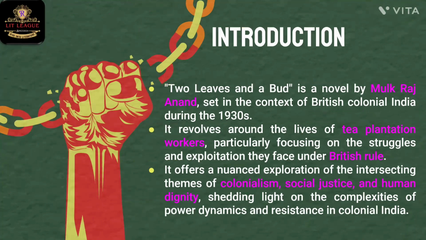Two Leaves and a Bud is a novel by Mulk Raj Anand set in the context of British colonial India during the 1930s. It revolves around the lives of tea plantation workers, particularly focusing on the struggles and exploitation they face under British rule. It offers a nuanced exploration of the intersecting themes of colonialism, social justice, and human dignity, shedding light on the complexities of power dynamics and resistance in colonial India.